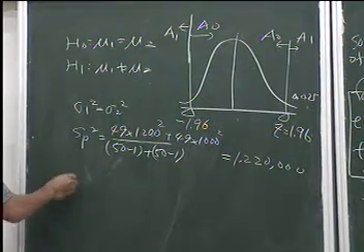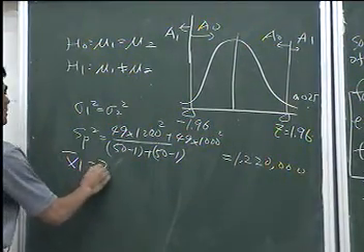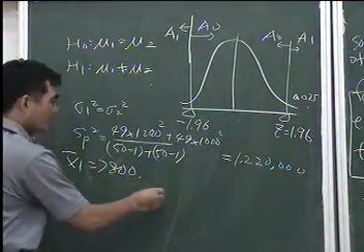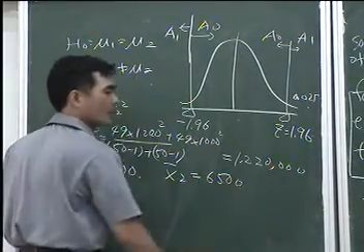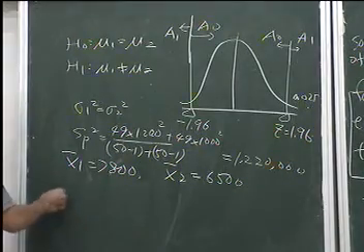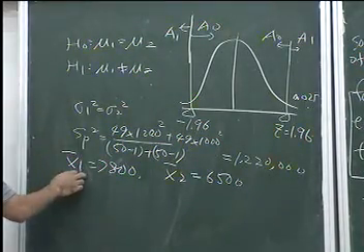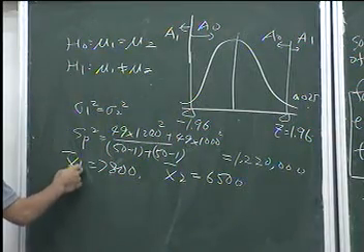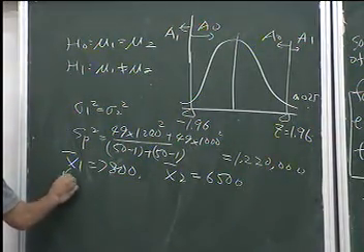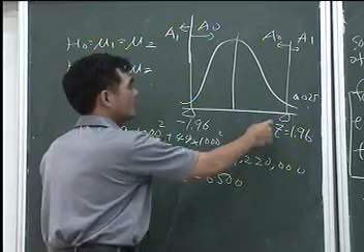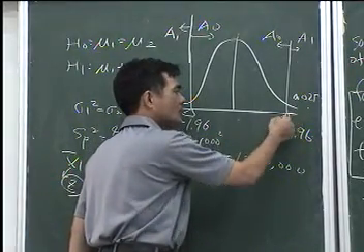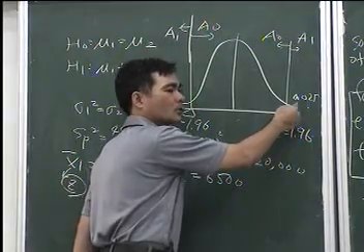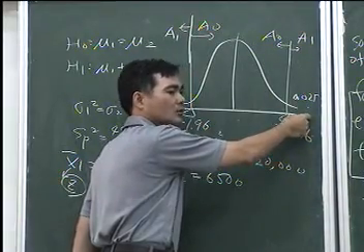And then we know x bar 1 is 7800, right? x bar 2 is equal to 6,500, okay? And we want to get the value. From here we can get a z and see if it is greater than this one. If it is greater than this one, that means it is greater than the critical value. So you say they are different, okay?